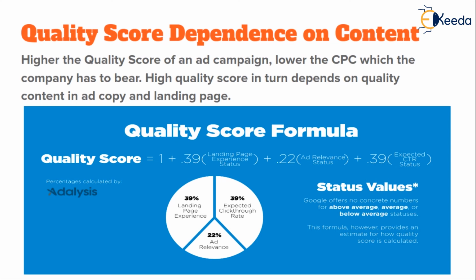So altogether, there is a lot of contribution of your content marketing efforts into bringing your quality score up, which in turn can lower the CPC, or cost per click, for your company. And if nothing else, what you need to understand is that the lower the CPC, the more cost efficient your content marketing or digital marketing campaign will be.